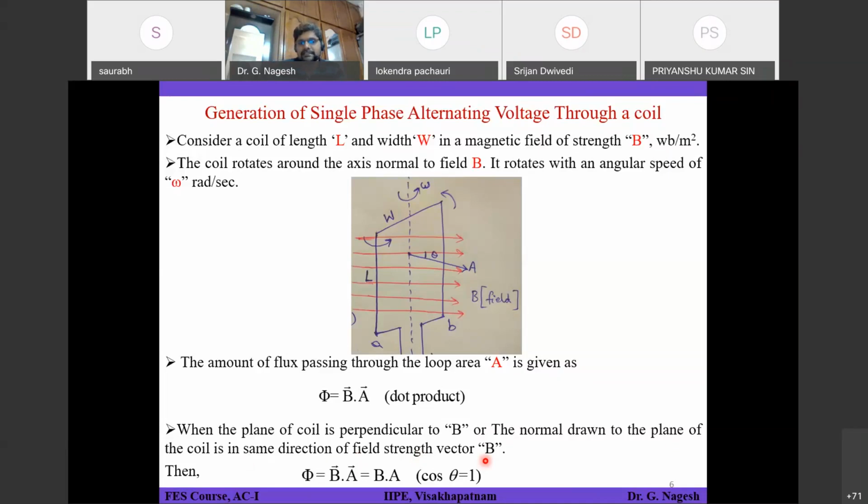So at that instant, phi equals the dot product of B and A, so B into A into cos of omega t. Theta equals omega t equals 0, because at that instant the plane of the coil is exactly perpendicular to the flux density vector B, so the phase angle between the normal drawn to the plane of the coil and the flux density B is 0. So cos of omega t, cos of 0, equals 1. So phi equals B into A.